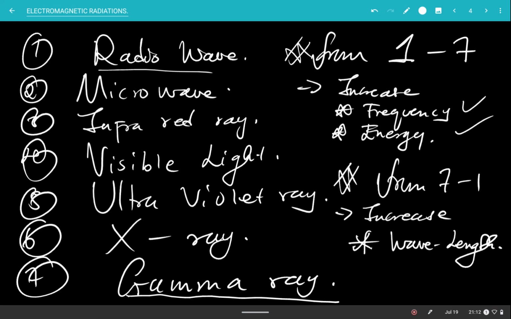Now that we have understood how to remember all these things, I also need you to understand one thing, that all electromagnetic radiations fall under what we call progressive waves because they are able to transfer energy. And that's the main reason why we're saying that as you move from 1 to 7, you're having an increase in what? Energy. So that is the reason. All electromagnetic waves fall under what we call progressive waves because they are able to transfer what? Energy. Let's remember that.